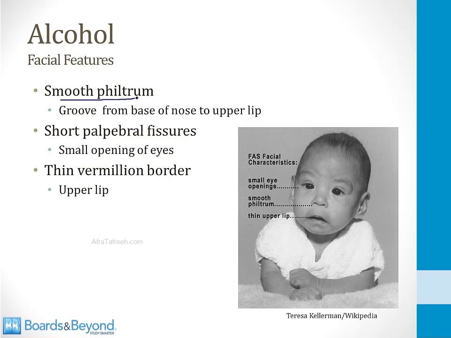So the philtrum is the groove from the base of the nose to the upper lip, shown here in the picture, and this is smooth in babies who have fetal alcohol syndrome. Notice that it looks like there almost isn't a philtrum in this baby on the screen. In addition, these babies have short palpebral fissures. The palpebral fissures are the openings of the eyes, and these babies have a small opening of the eyes. And then finally, there's a thin vermilion border. The vermilion border is the upper lip, and the upper lip in this baby on the screen you can see is very thin and narrow.